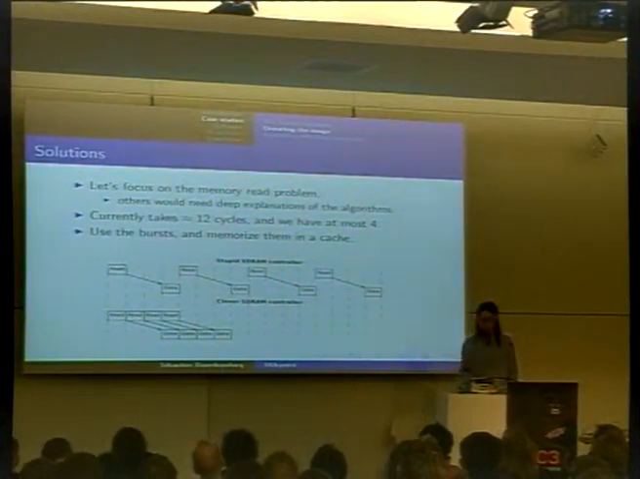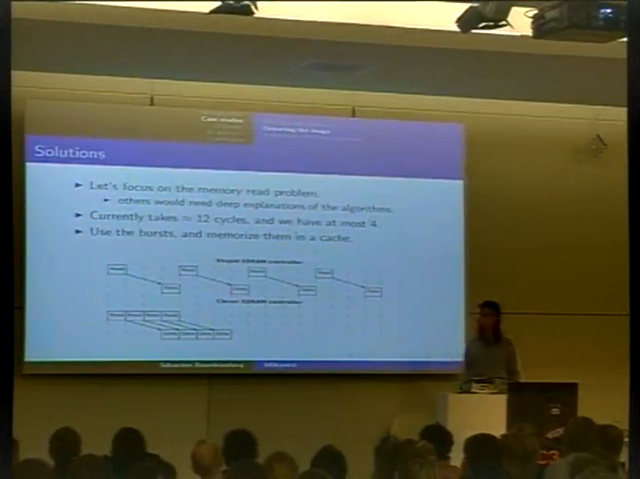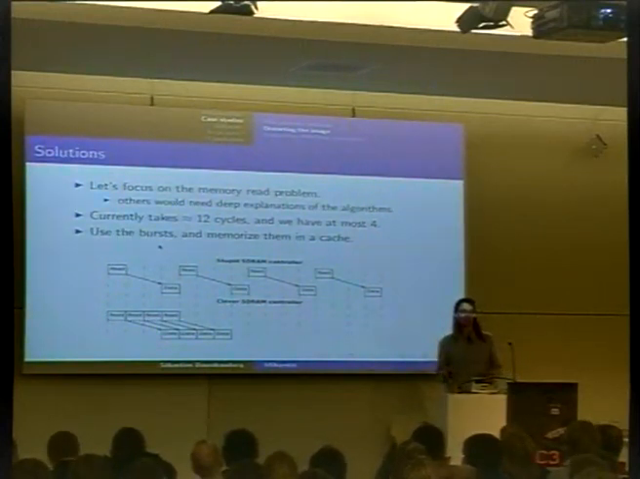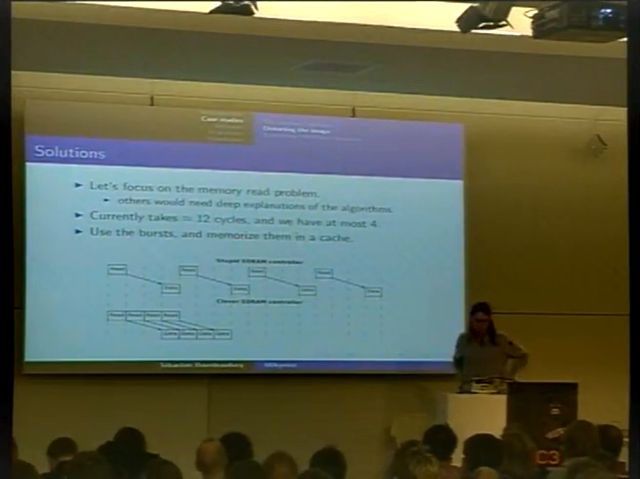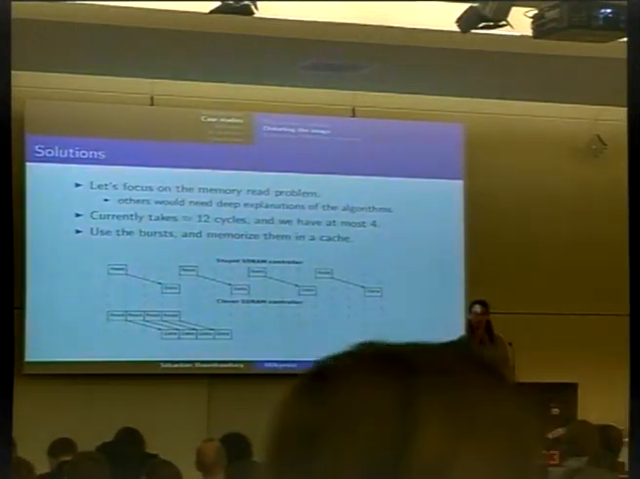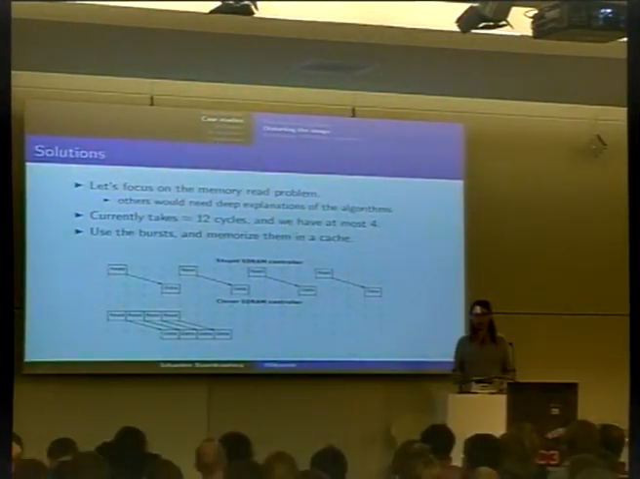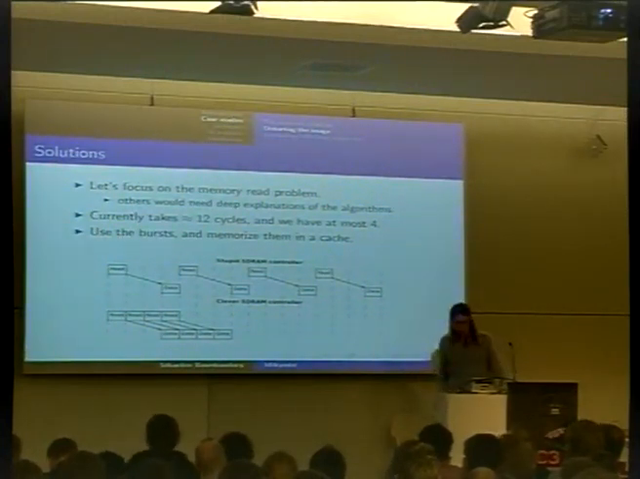So for reading the memory, currently it takes 12 cycles and you have at most 4. So what I will be doing is using the burst memory and putting them into a cache. A cache is an SRAM chip inside the FPGA, which can store a limited number of bursts, because the cache has a limited capacity. If you put too big a cache, you need a lot of memory. And as I said, SRAM is extremely expensive, especially if it's on chip. So you have to limit the cache size to a few kilobytes. So it limits the total number of bursts that you could take.